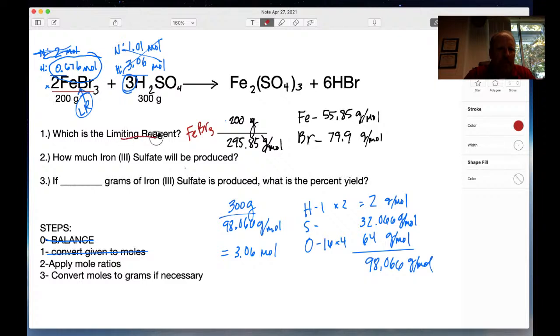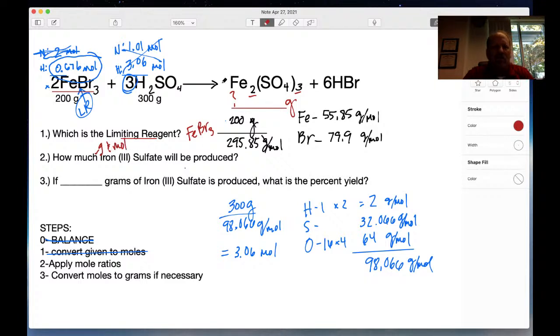Got it. Okay. Now, how much iron 3 sulfate will be produced? Well, this is iron 3 sulfate. Iron has a 3 plus charge. That's why that 3 is there. Sulfate ion is polyatomic and has a 2 minus charge. That's why that is there. So the question is, how many grams of iron 3 sulfate will be produced? It doesn't say how much, so I would say grams and moles.